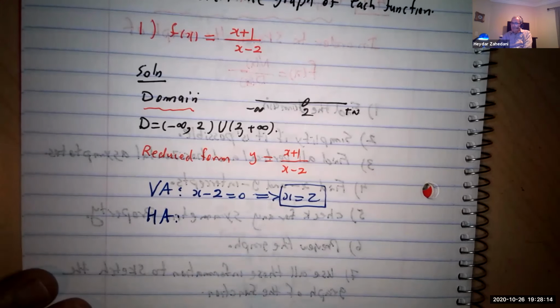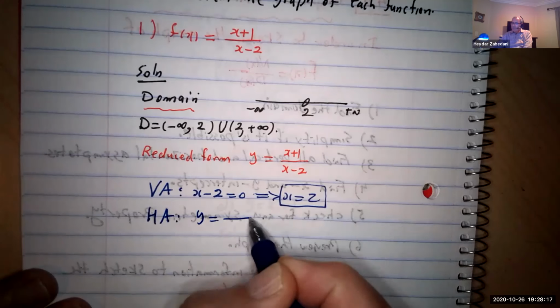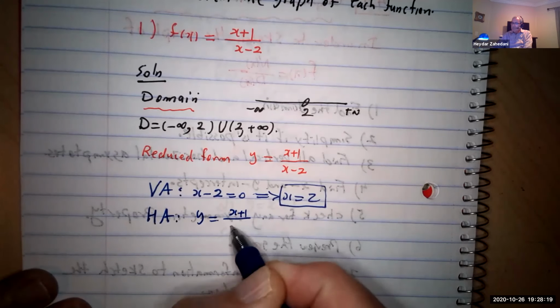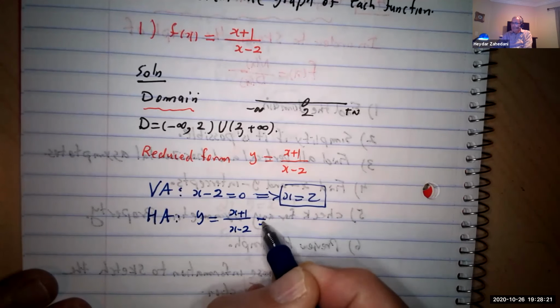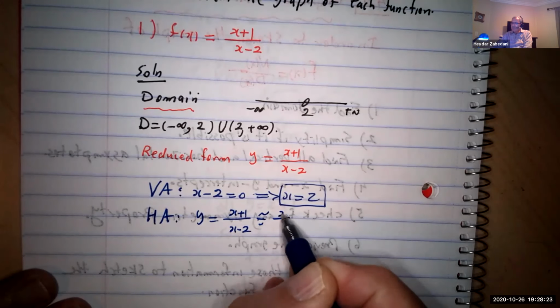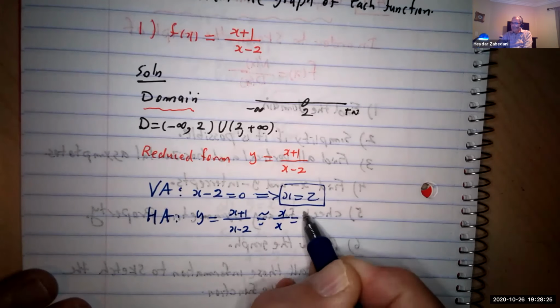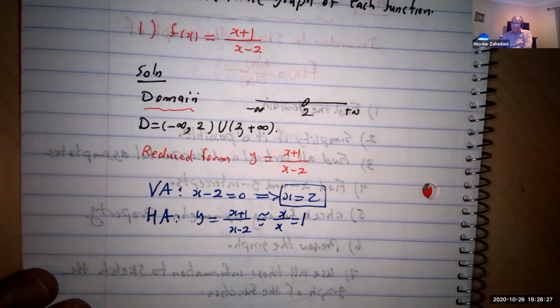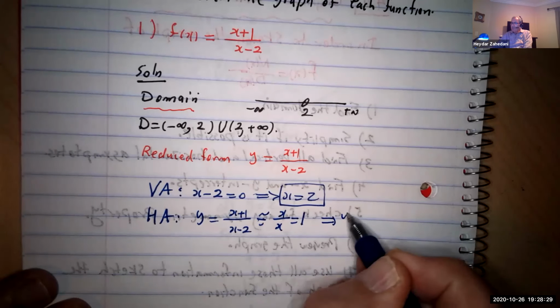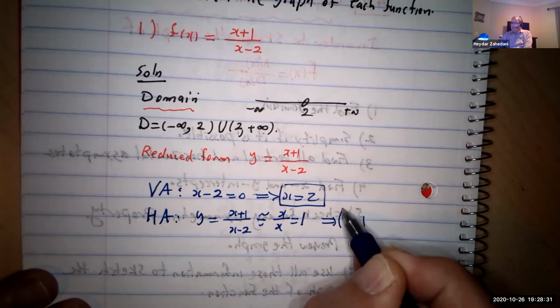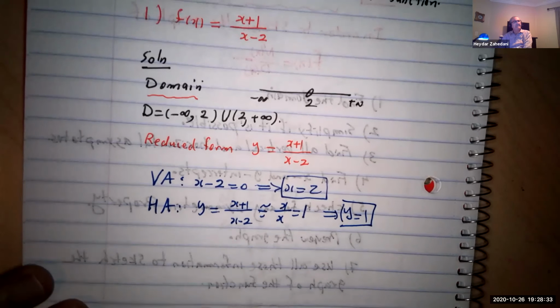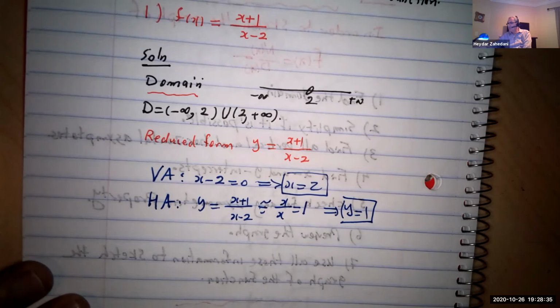Okay, we go with the horizontal one. You find it by shrinking. It's going to be x plus 1 over x minus 2. You shrink the top and bottom x to 1. So y equal to 1 is going to be your horizontal asymptote. So that's the horizontal asymptote. Any question?